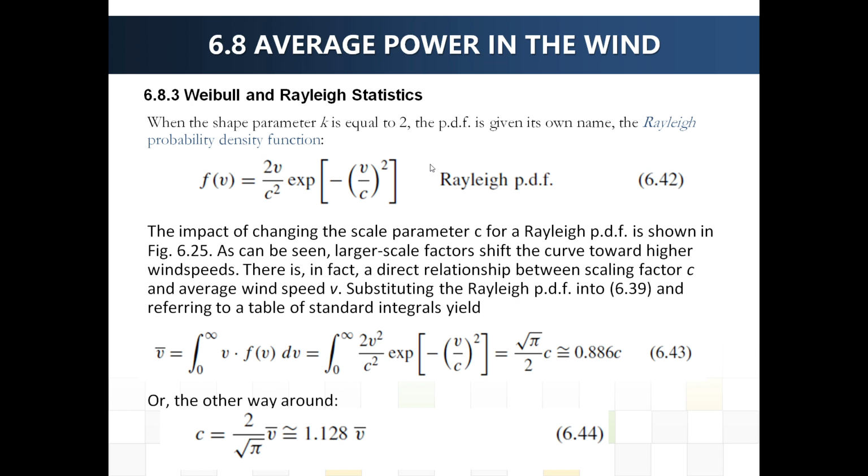When the shape parameter k is equal to 2, the PDF is given its own name, the Rayleigh probability density function. So f(v) is equal to 2v divided by c squared, times exponential of minus (v divided by c) squared. The impact of changing the scale factor c for the Rayleigh PDF is shown in figure 6.25. Larger scale factors shift the curve toward higher wind speed.